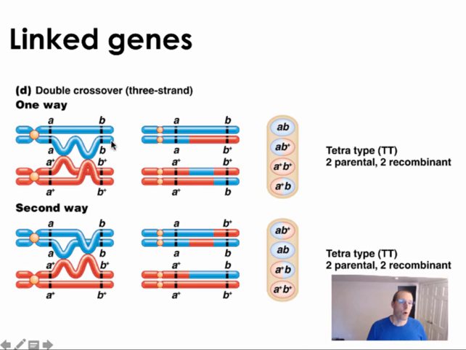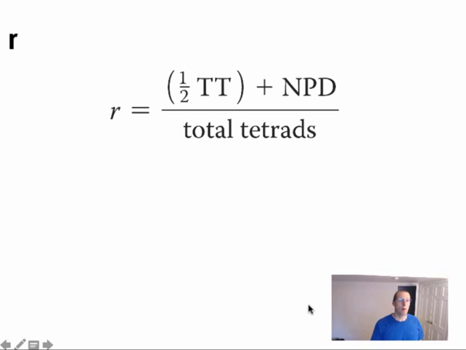So I will let you walk through how you can do the double crossover, and we've got two double crossover mechanisms here using the three-strand models, and you can figure out what the gametes would be and make them correspond to the spores. So once you've worked through those two and you've figured out what the spore phenotypes and genotypes can be, you can basically end up working out what the recombination frequency is.